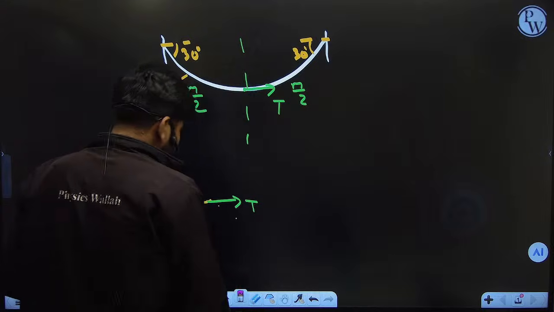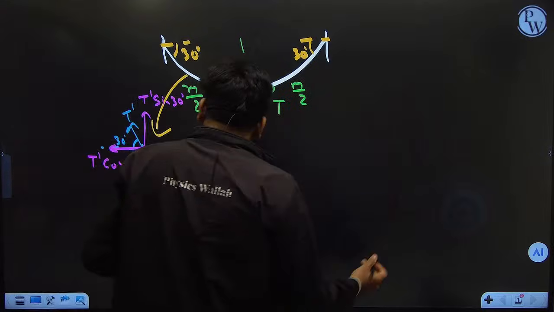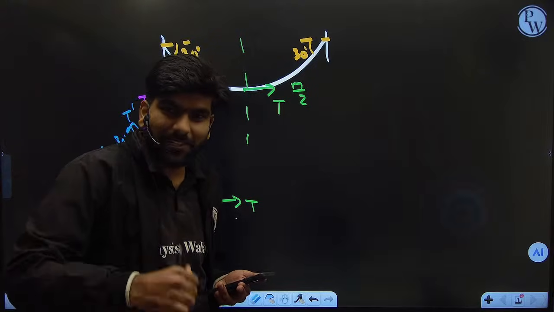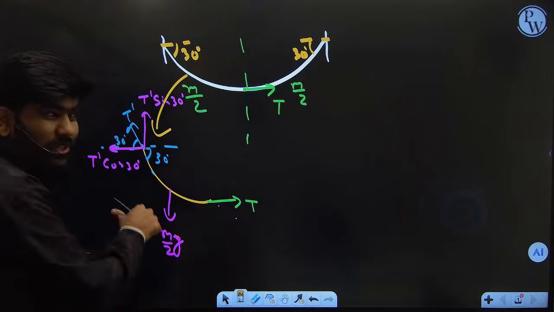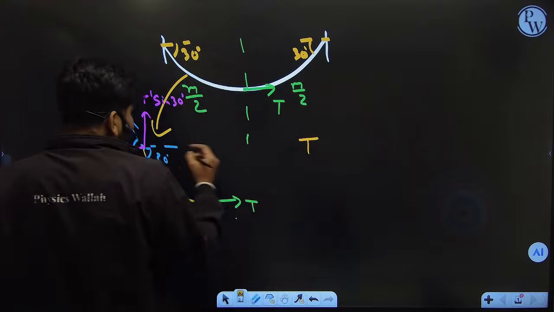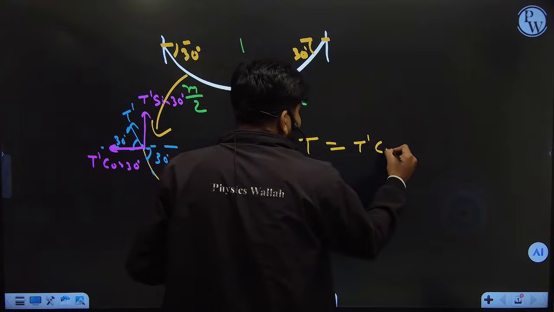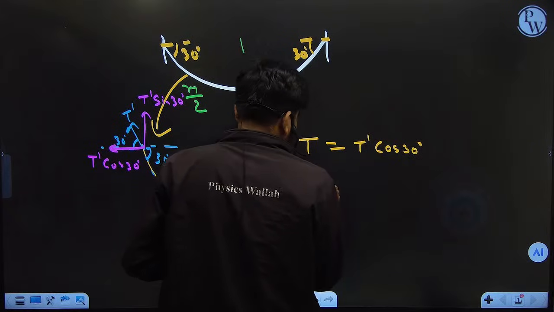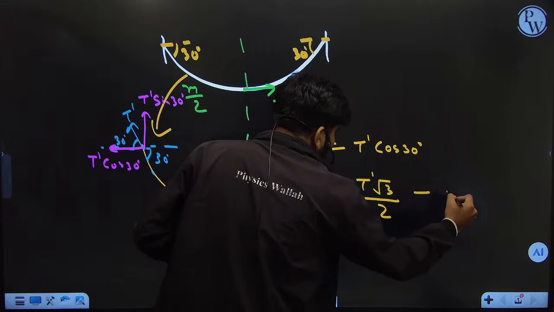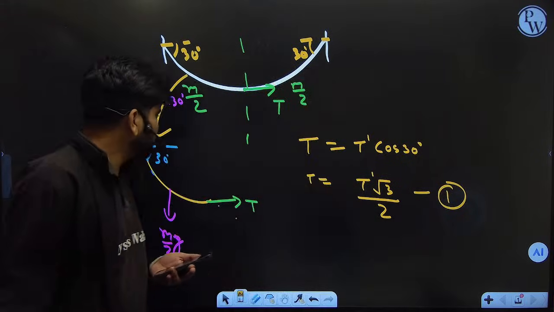Now if we apply the basics of NLM here, since this string is in equilibrium, the upward forces will be the same as the downward force, and right is going to be balanced by left. So I can say that by right and left, this T and T dash cos 30 are going to be equal. Now we know that cos 30 is basically root 3 by 2, and I will call this equation number 1.